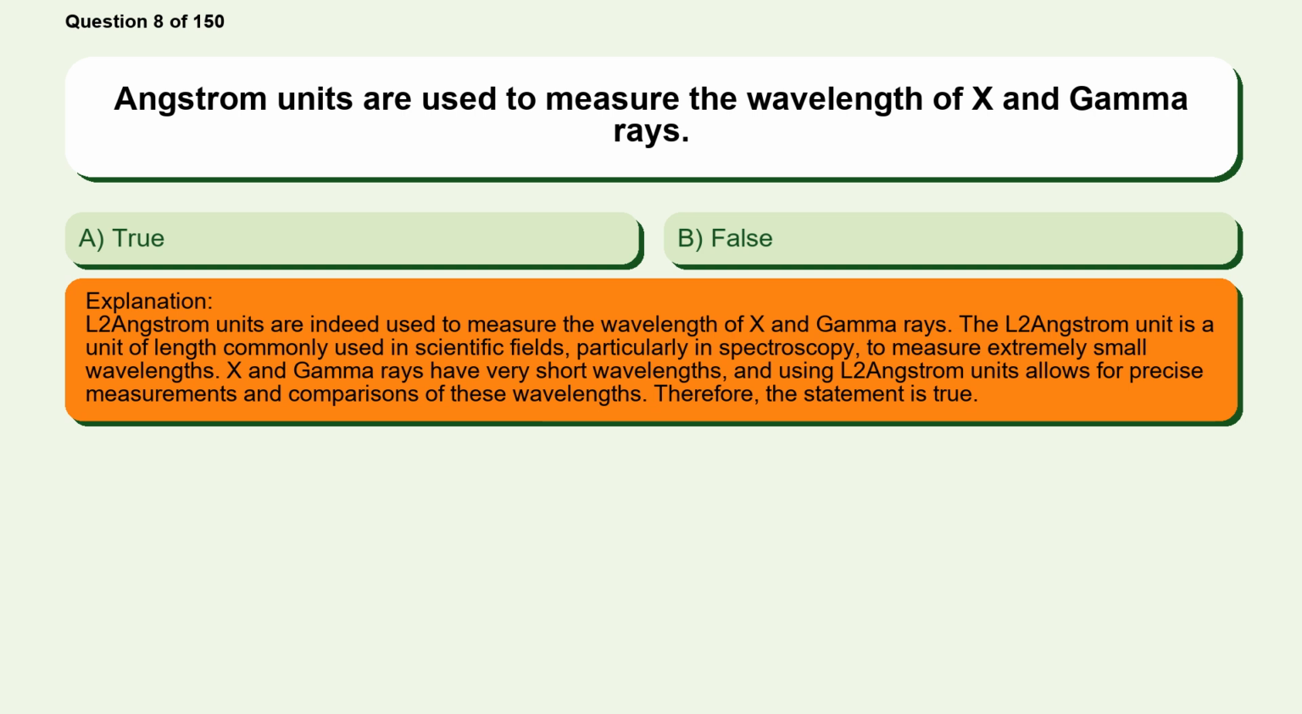The angstrom unit is a unit of length commonly used in scientific fields, particularly in spectroscopy, to measure extremely small wavelengths. X and gamma rays have very short wavelengths, and using angstrom units allows for precise measurements and comparisons of these wavelengths. Therefore, the statement is true.